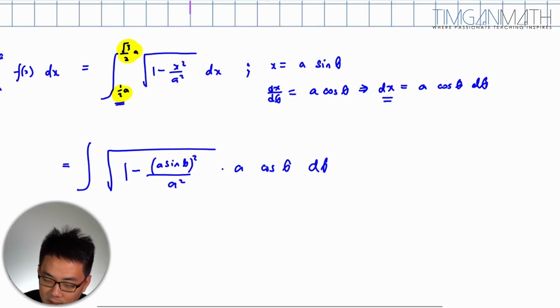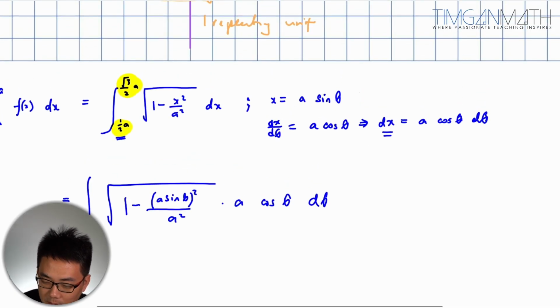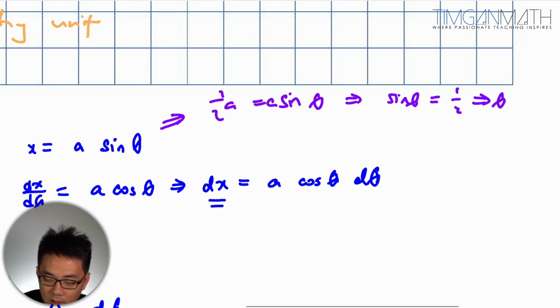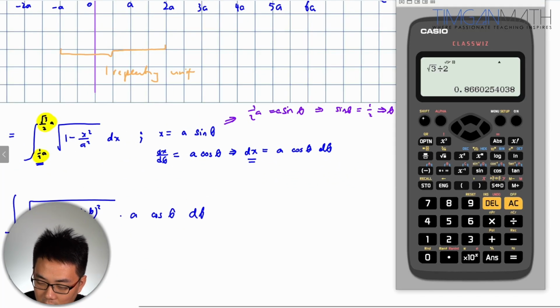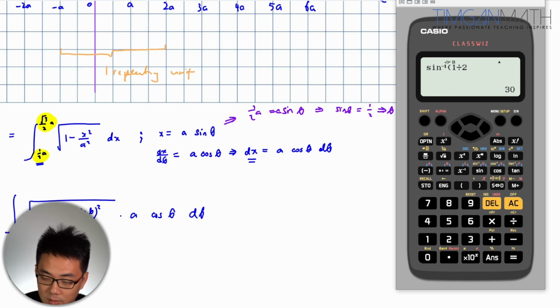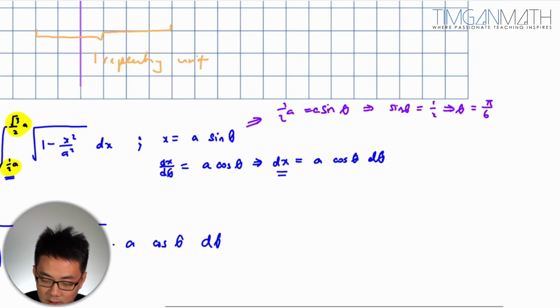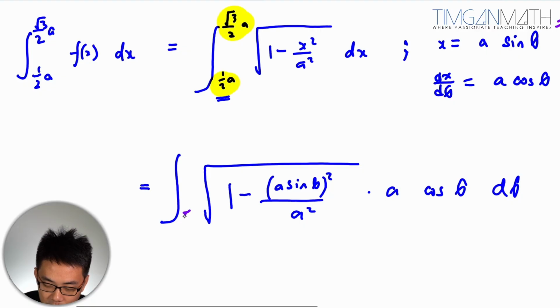So when theta, change the boundary. I would suggest changing the boundary, because at this juncture you should just follow a set of fixed rules. This is easier for you. Sine theta equals to half. So this theta, sine inverse half, will be 30 degrees, which is actually just pi over 6.